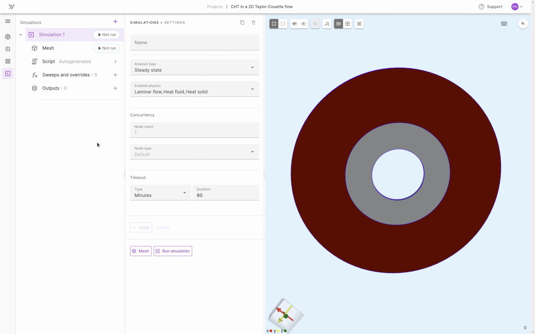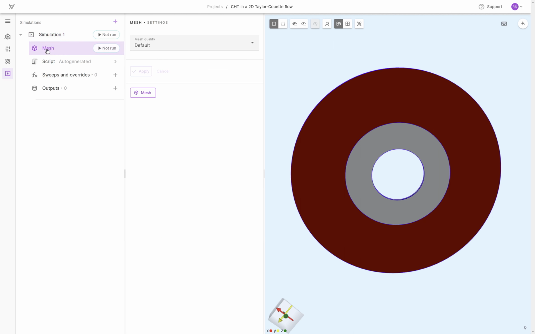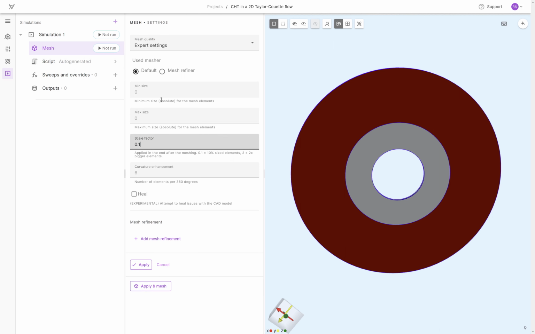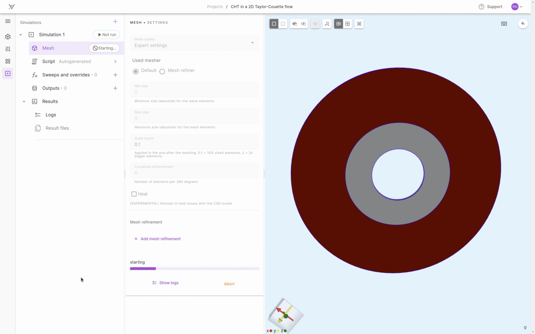We see here that the analysis type is steady, and also see that the three enabled physics are laminar flow, heat fluid, and heat solid. We'll proceed with creating the mesh for the geometry. To create a good uniform mesh, we go to expert settings, select default, and set the scale factor to 0.1 for refinement, and we'll click on meshing.